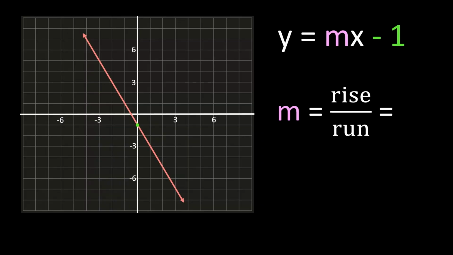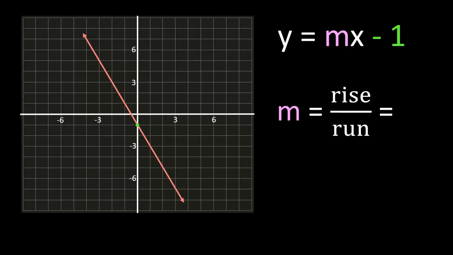And one thing to note here on our slope is that if I'm looking at this graph and I start on the left-hand side, this line is going down and to the right. And because it's going down and to the right, I know that my slope is going to be negative. So when I calculate my rise over run, I should be getting a negative slope.